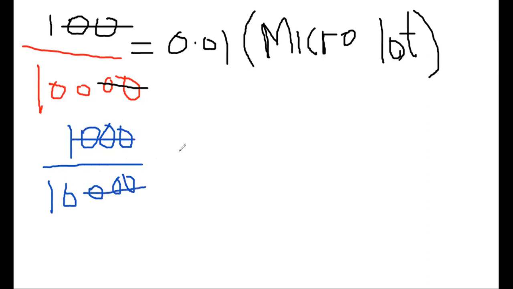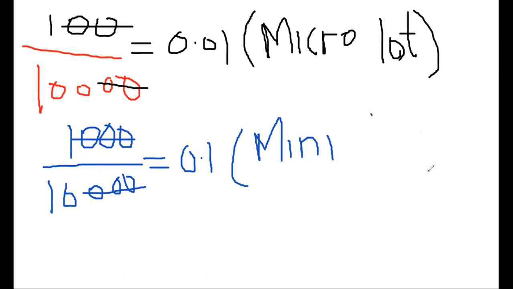Zeros cancel zeros. 1 divided by 10,000 is what? 0.1. So this will give you what? A mini lot size. I repeat, this will give you what? A mini lot size.